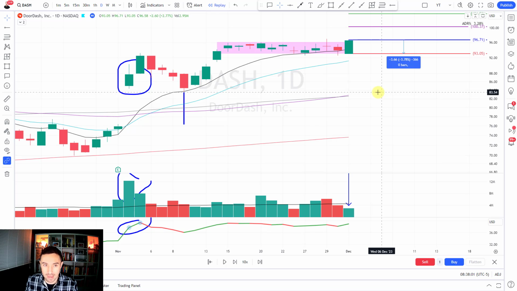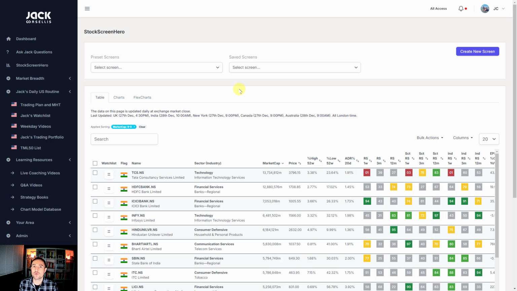So what I'm going to do now, before we go into the bar by bar at the end, is show you how you can quickly scan for these kind of setups I've just been showing you. I found these using my custom stock screener. So now the question becomes, how do you quickly and efficiently scan for those types of setups that I was just teaching you about?